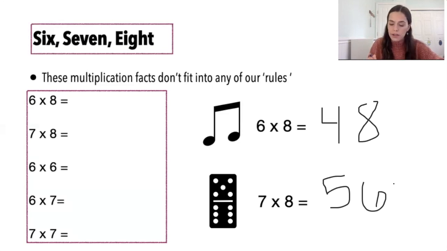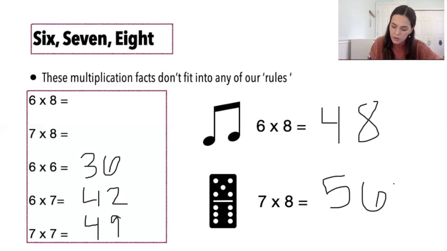Some other facts: 6 times 6 is 36, 6 times 7 is 42, and 7 times 7 is 49. Those three are probably the most challenging to remember, so all you need to do is try to just practice them a lot of times.